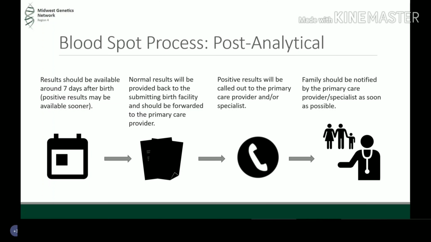The newborn screening programs, as I mentioned before, aim to have results available within 5 to 7 days of birth. And with positive or abnormal results, we can often get those available even earlier. In the case of negative or normal results, screening programs will send the results back to the birth facility that submitted the blood spots. Some programs do also send the report to the primary care provider, whereas other programs put that expectation on the birth facility and expect that the birth facility will forward the report on. In either case, healthcare providers can also always request screening reports directly from the screening program.